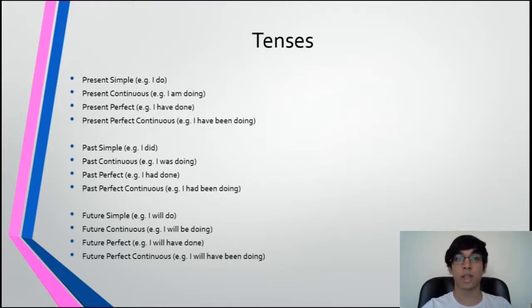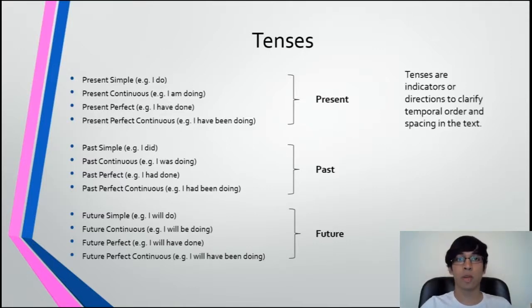Now, there are 12 tenses in the English language. 4 of them go into past, 4 in present, and 4 in future. In my opinion, you don't need to know all 12 tenses, but it's pretty important to know what tense a sentence is written in, past, present, or future. As you have probably gone through the tenses in primary school, we're going to be focusing on how tenses serve as directions in the text.